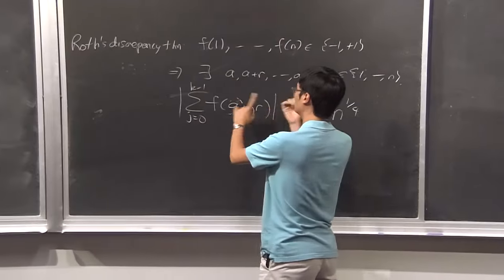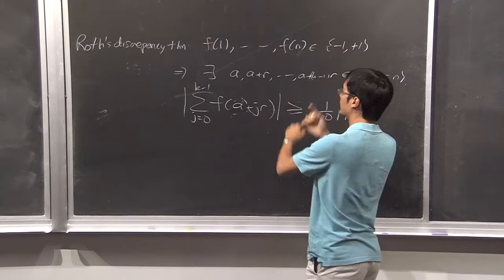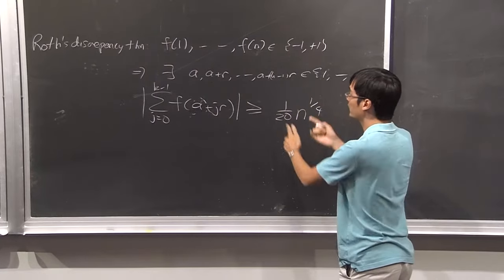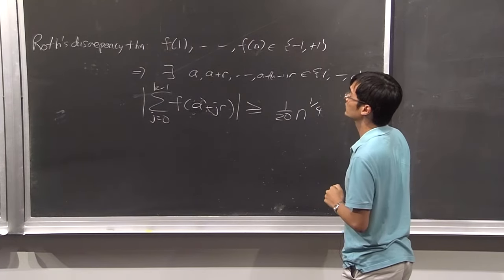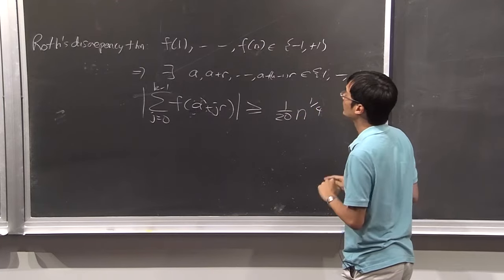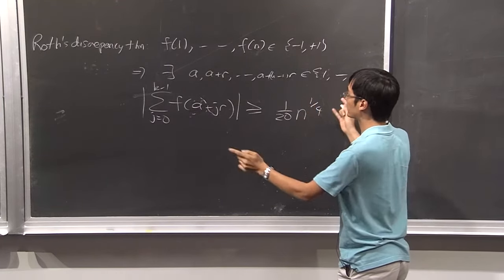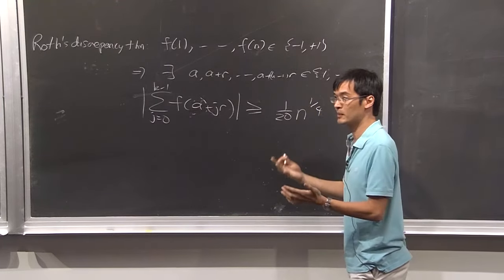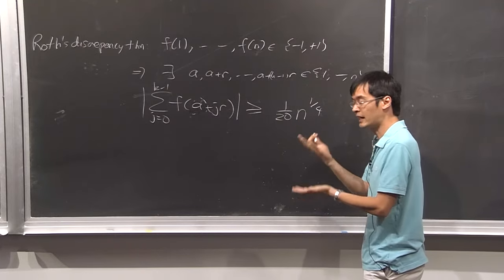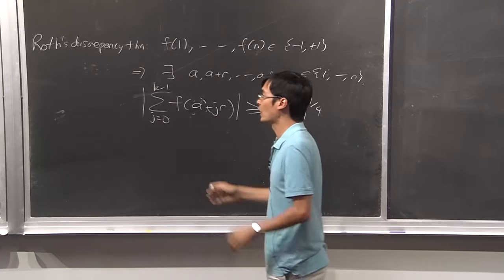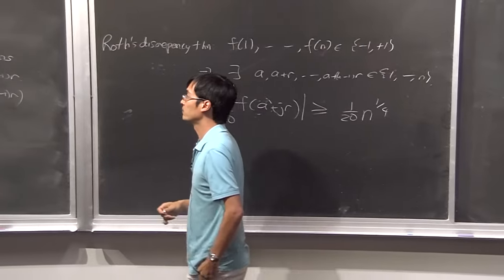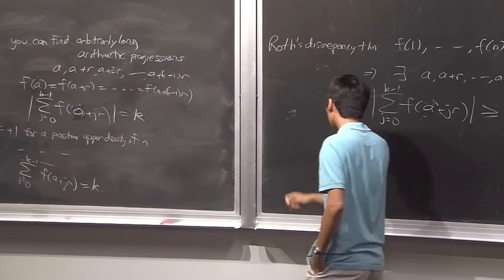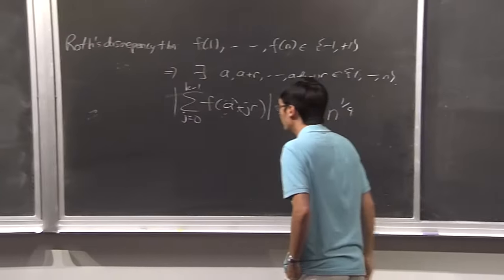But yeah, so if you allow all progressions, what this is telling you is that it is actually not possible to have a long sequence which is well balanced in every single arithmetic progression. There must be some arithmetic progression where the plus ones and minus ones are out of balance. So there is some limit as to how well distributed you can make sequences if you allow all arithmetic progressions.